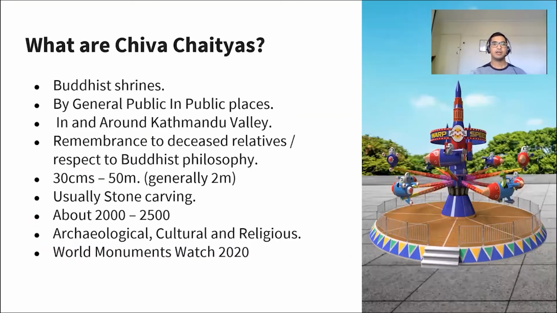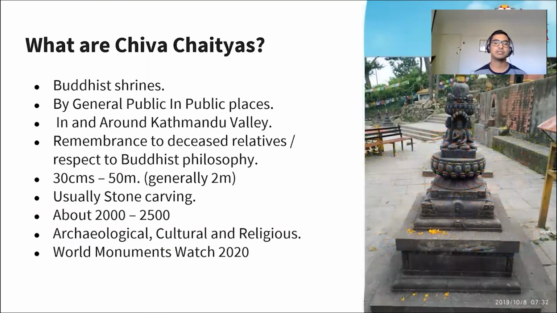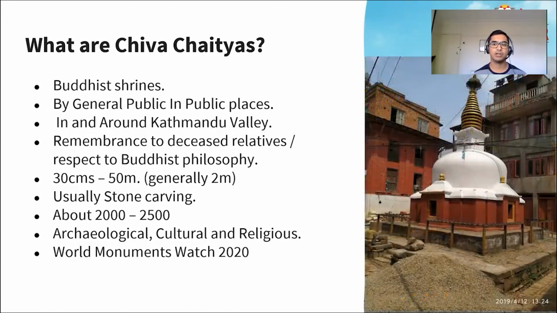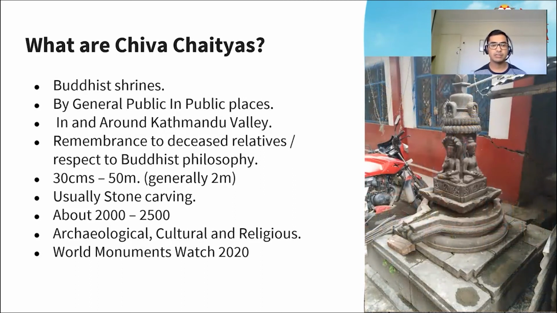So let's begin. So what are Chivas and Chaityas? Chivas and Chaityas are beautiful Buddhist shrines established by the general public in public places in Kathmandu Valley. This culture of establishing Chivas is one of a kind in the world. These are beautiful monuments found in public roads, alleys, courtyards, private hills, everywhere in and around Kathmandu Valley. They are established as a remembrance to deceased relatives or as a respect to Buddhist philosophy.